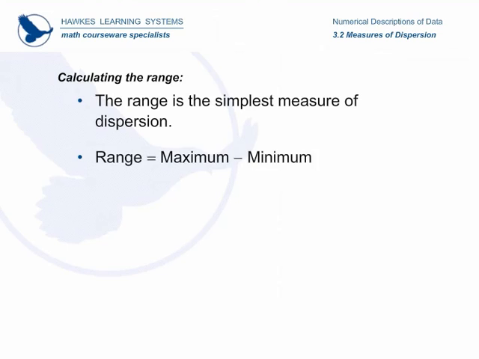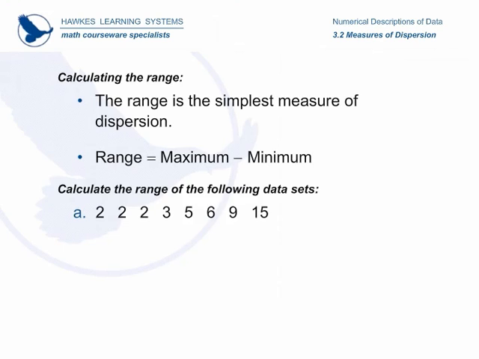The range equals the maximum data set value minus the minimum data set value. So here's an example. We have a data set of the following numbers: 2, 2, 2, 3, 5, 6, 9, and 15. And so to find the range, we find the maximum data set value, which is 15, and we subtract the minimum data set value, which is 2. So our range is 13.